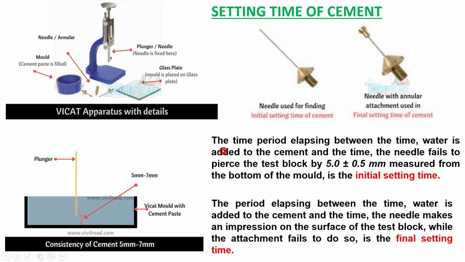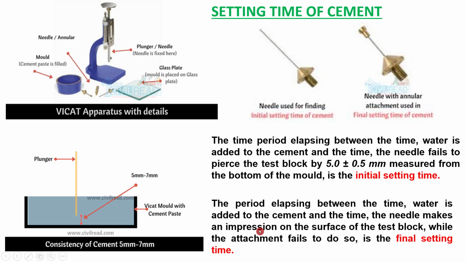The time period elapsing between the time water is added to the cement and the time the needle fails to pierce the test block by 5 mm measured from the bottom of the mold is called the initial setting time. So now it's clear: the time required for the needle not to penetrate to this depth.